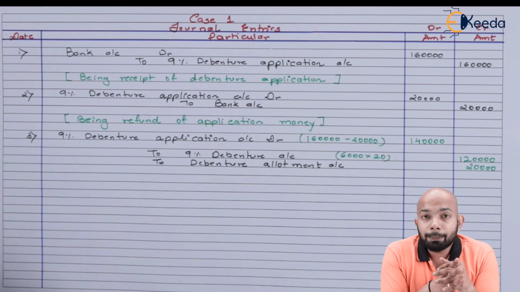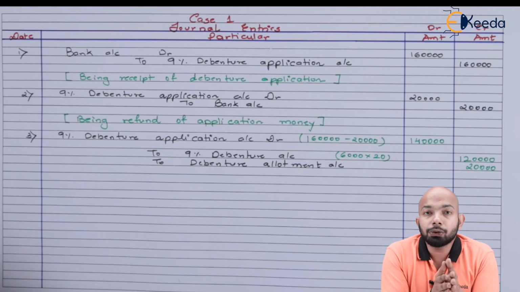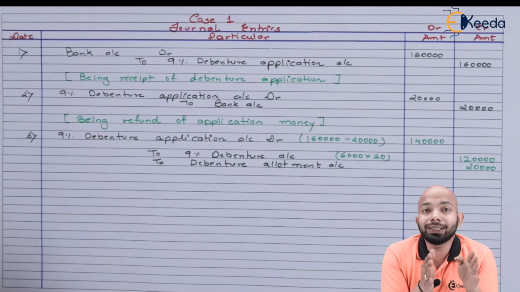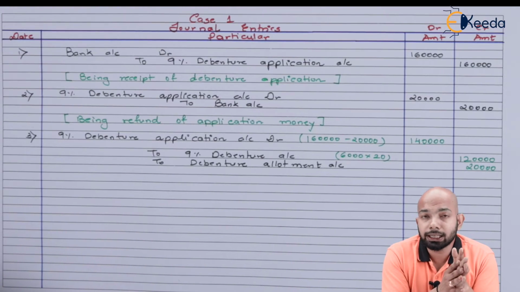Now, the debenture application account total comes to 1,40,000, out of which the debenture account will have a total of 1,20,000, which is only related to application capital, and the excess balance that we have is 20,000, which can be utilized when allotment money is due.